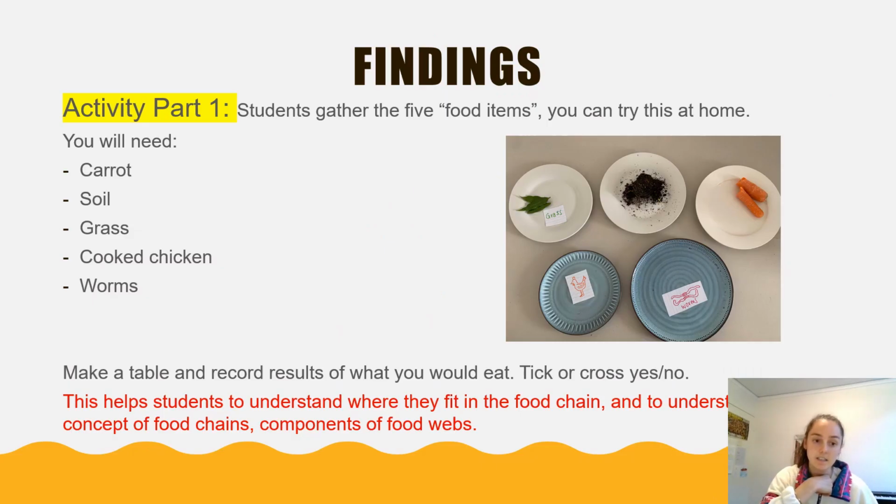So for findings, in part 1 of the activity, students will gather the 5 food items. So you can try this at home. You'll need carrots, soil, grass, cooked chicken and worms. So make a table and record results of what you would eat. Tick or cross, yes or no. So there's just a picture there of mine. And this helps students to understand where they fit in the food chain and to understand concepts of food chains, which is a component of food webs.